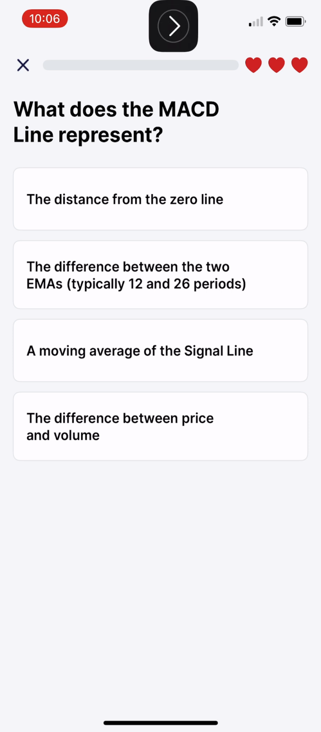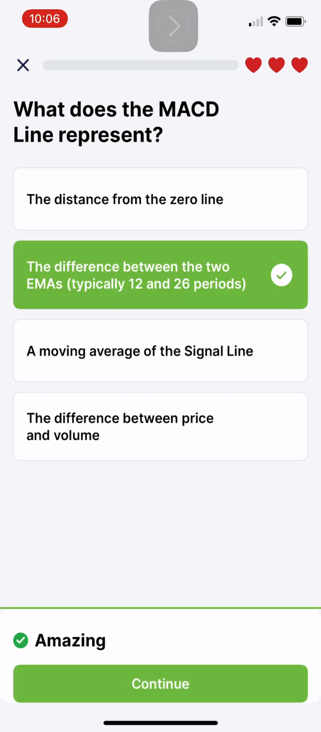What does the MACD line represent? The distance from the zero line. The difference between the two EMAs, typically 12 and 26 periods. A moving average of the signal line. The difference between price and volume. Amazing.